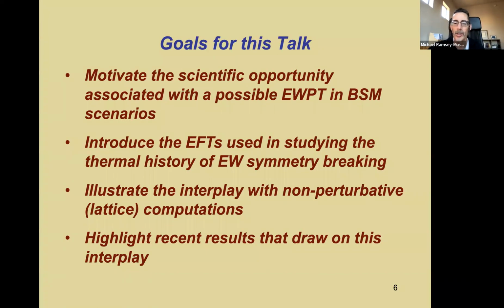So that background aside, now I want to focus on the science, and let me just tell you what the goals are for this talk. For those who may not have thought about this topic, I want to first motivate the opportunity scientifically associated with the possibility that there was a particular first order electroweak phase transition in beyond the standard model scenarios. And then I want to introduce on the theory side the use of effective field theories in studying the thermal history of electroweak symmetry breaking to address this possibility, illustrate some of the interplay with non-perturbative, meaning lattice, calculations, and then highlight some recent results that draw on this interplay, and in particular at the end, the connections between the collider and the gravity wave probes.